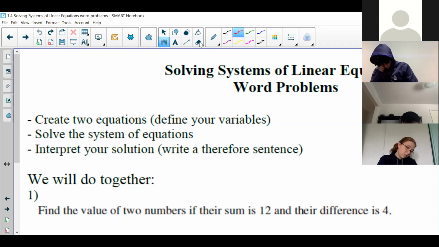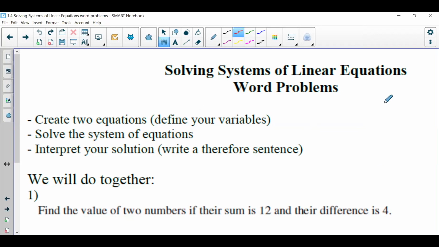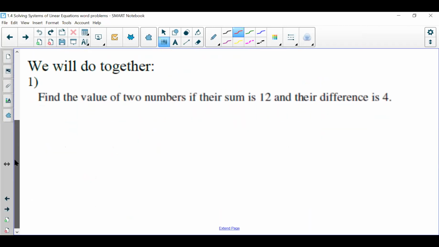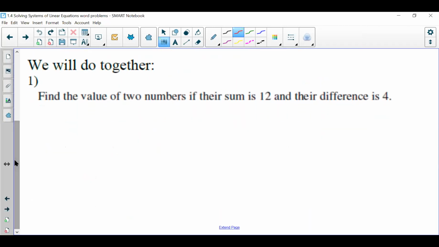The first question says, find the value of two numbers if their sum is 12 and their difference is 4. What does sum mean? When you add. Adding, good, somebody said adding. What about difference? Subtraction.